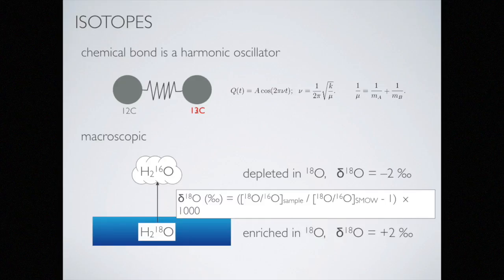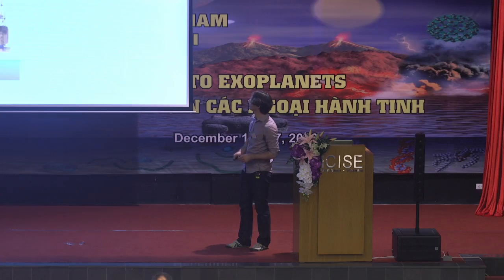Okay, so the delta notation is just a ratio of ratios to some kind of standard, expressed as per mil, which means that 0 is exactly equal to the Earth-based standard. Positive is enriched in the heavier isotope, and negative is depleted in the heavier isotope. All right, that's a little bit of background.